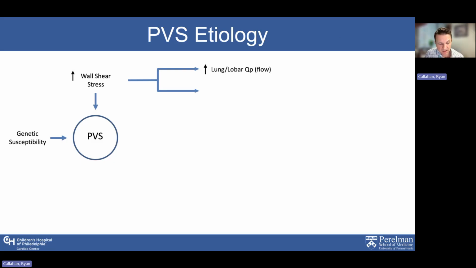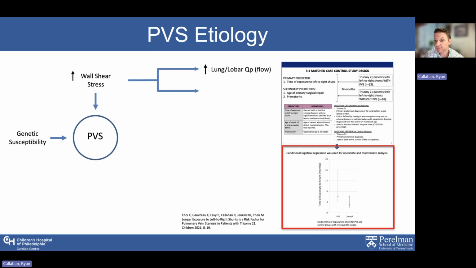And that can occur if there is increased flow going to the lungs more than normal or going through a particular segment. And that can happen if a patient has a hole in the heart or an extra blood vessel, such as the patent ductus arteriosus, and that can send more blood flow to the lungs and through those veins. And we have demonstrated that patients, particularly with trisomy 21, who have these defects and are exposed to these defects for a longer period of time prior to surgical intervention are more likely to develop PVS.